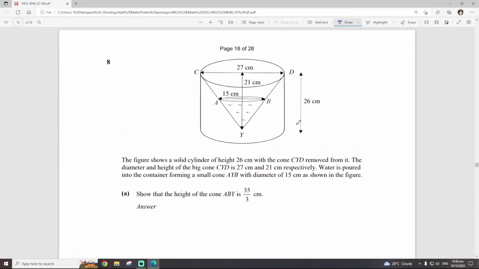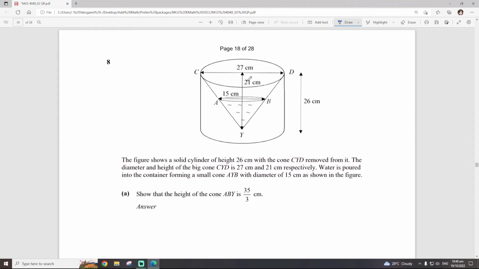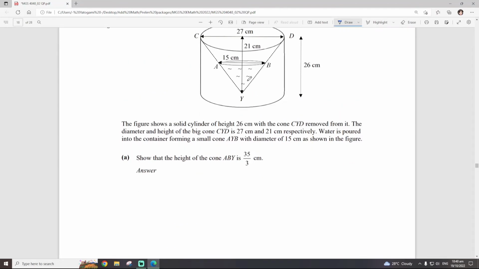Okay, the figure shows a solid cylinder of height 26. Okay, so show that the height of the cone ABY is 35/3. Okay, looks like similar triangles.